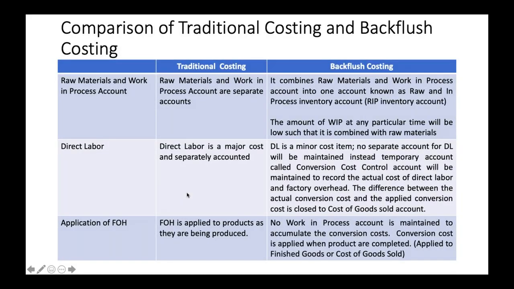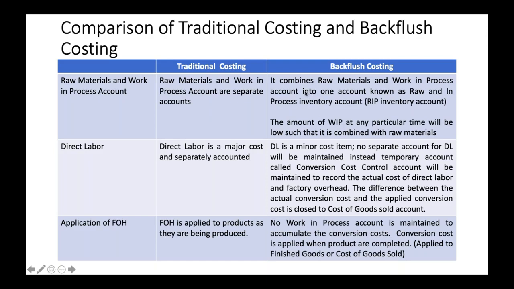Okay, let me give you the comparison of traditional costing and backflush costing. Normally in production, we have to purchase raw materials first. And in traditional costing, we use the raw materials account to account for the purchase of the materials, and the work in process account when we transfer the raw materials, or when the raw materials are being used in the production area. So we have two separate accounts used in traditional costing, and those are the raw materials and work in process accounts.